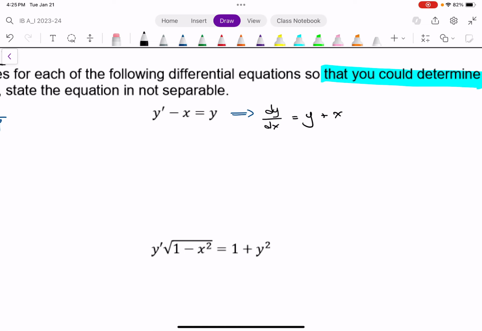But no matter what we do, we can't make this right-hand side a product of a function of x and a function of y. For example, I could take out a factor of y. If I do that, I get 1 plus x over y. This here is still a function of x and y. So no matter what I do, I can't find a way to write the right-hand side as some function of y times some function of x. So this is not separable, which means nothing else to do there.